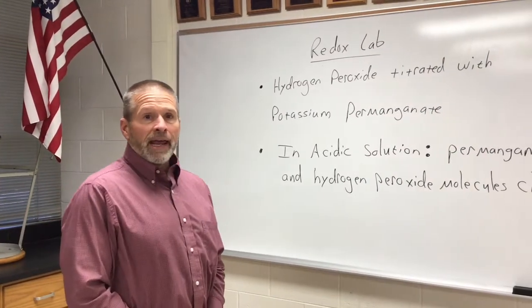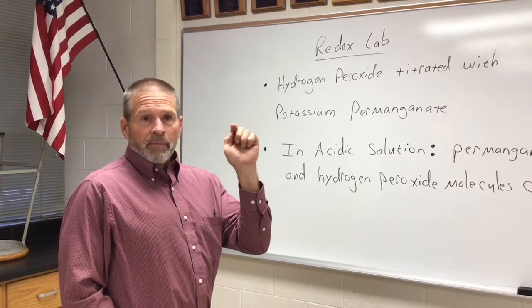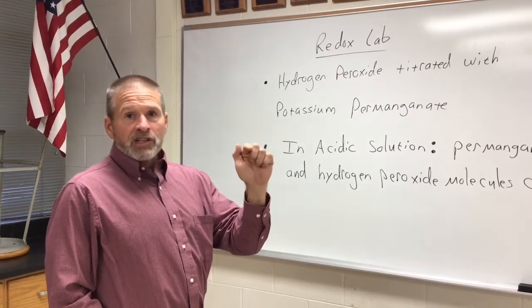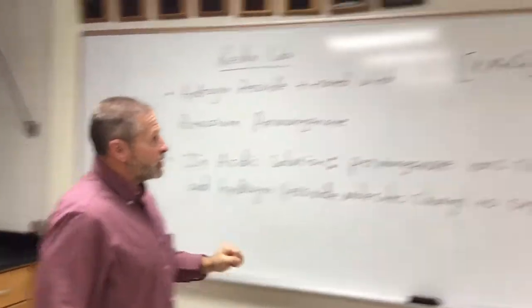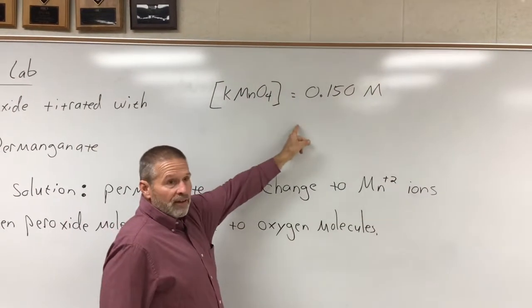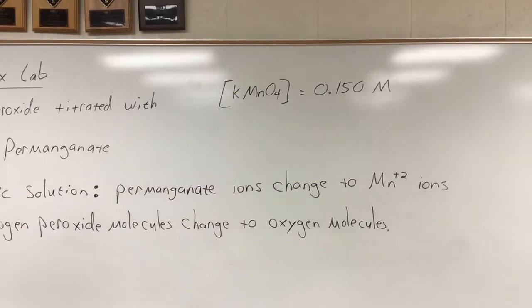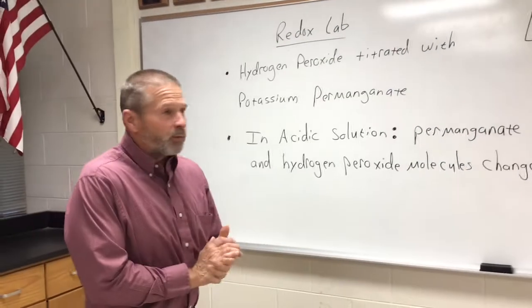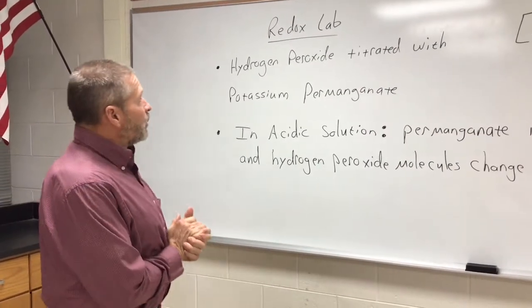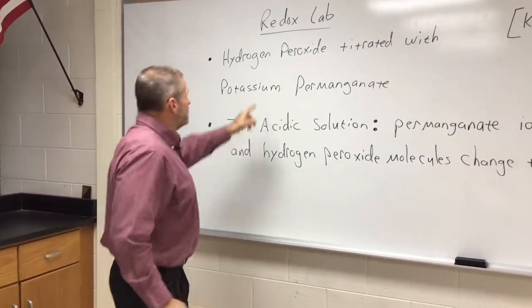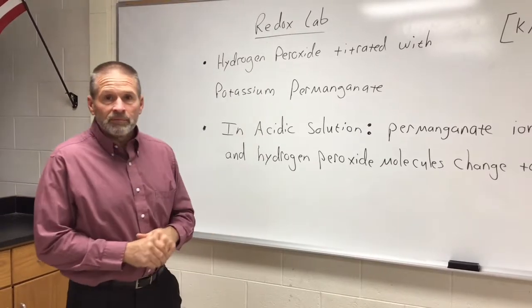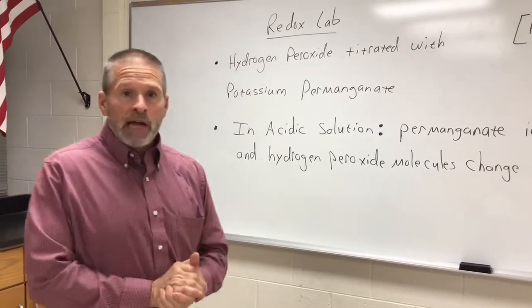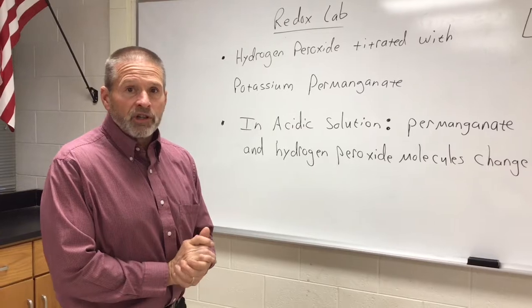All right, so we're going to have a permanganate solution with a known concentration, 0.150. That's going to be in the burette. It's got a really nice deep purple color. And we're going to use that to titrate a hydrogen peroxide solution. And later on, we'll tell you what question it is you're trying to determine.